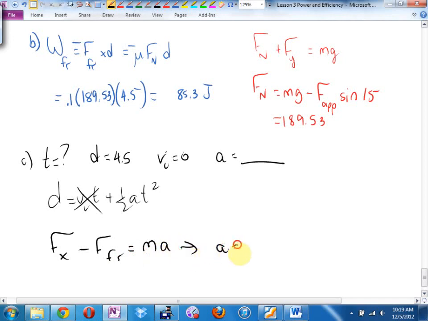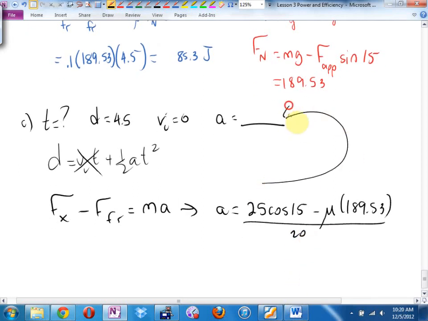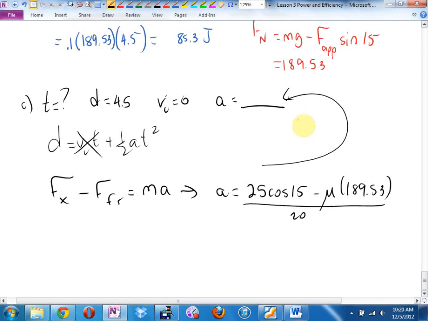The acceleration is going to be Fx, which was 25 cosine, I think. Yes, Jason? Minus friction, which was mu times the normal force of 189.53, divided by, what was the mass, 25? 20? 20. That should give you the acceleration, and that should work. Did you try that? I already saw it. Oh, okay. And then go from there. That should get you there. Okay.